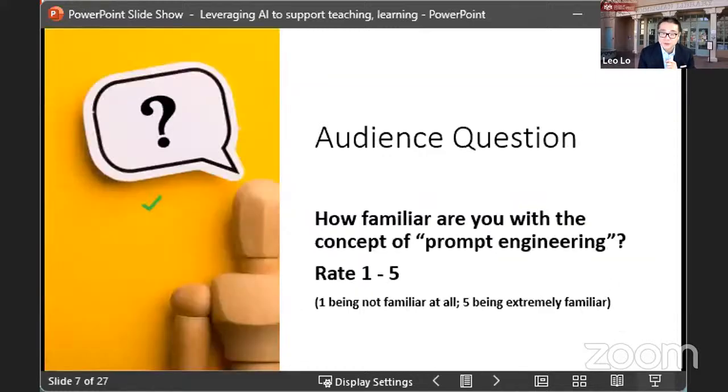I'm going to ask you a second question. How familiar are you with the concept of prompt engineering? 1 being, I don't know anything about it, to 5, I'm very familiar with it. Just put it in the chat. 1 is, I've never heard of it, I don't know what it is, or 5, you're very familiar. All right, I see a 2, 3, 4. Okay, mostly so far are 3 or below the midpoint, which is fair, because I've done another national survey with librarians, and most people rate their AI literacy or prompt engineering skills below the midpoint. So that's fair.